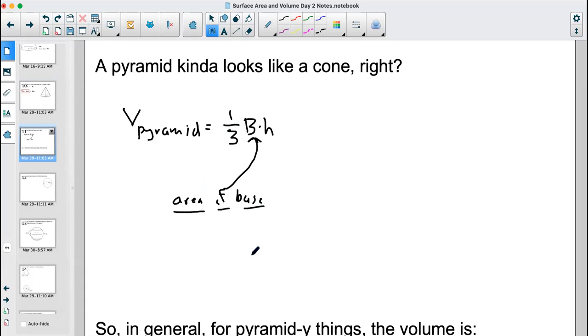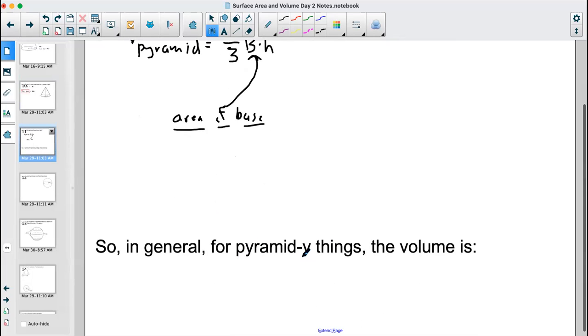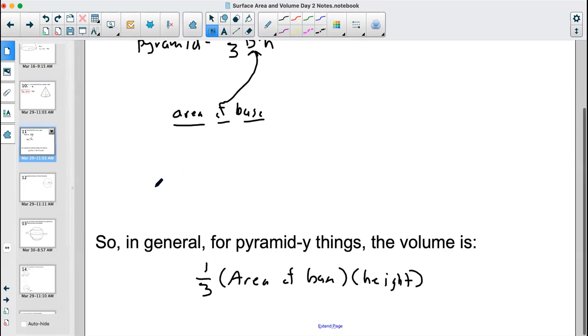Similarly, the volume of a prism was the area of the base times the height, and the volume of a pyramid is 1/3 times the area of the base times the height. So it's kind of an intersection between pyramids, cones, cylinders, and prisms. But generally, for anything that's pyramidally shaped, like a cone or a pyramid, it's 1/3 times the area of the base times the height.